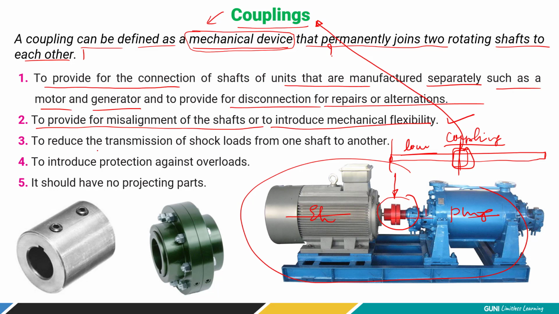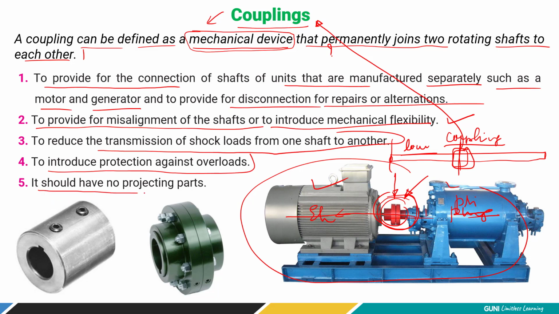Now a coupling reduces the transmission of shock load from one shaft to another, because it is designed in such a manner that if your machine, let's say a pump or turbine or something else connected to the prime mover, is overloaded by a certain percentage, it will be absorbed by this coupling rather than transferring that overload to the prime mover. So it introduces protection against overload, as I discussed earlier. It simply protects your important machinery.